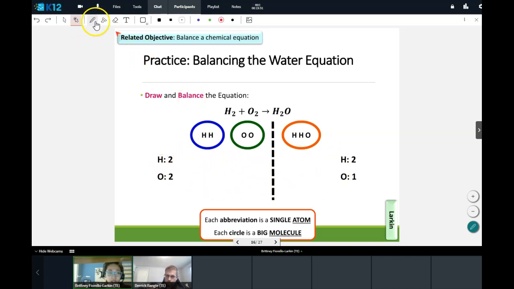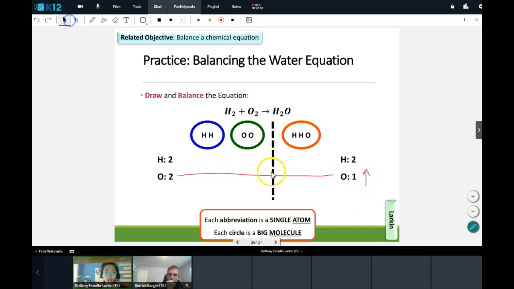Yeah, we need to balance the oxygens, right? We've got 2 on the left, 1 on the right. That doesn't look right. So which side needs more, the left side or the right side? Which side needs more oxygen? Perfect. Yes, the right side here needs more oxygen.